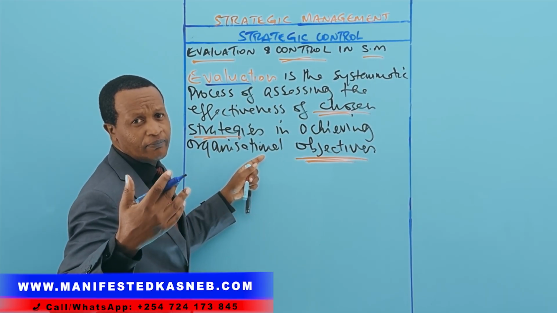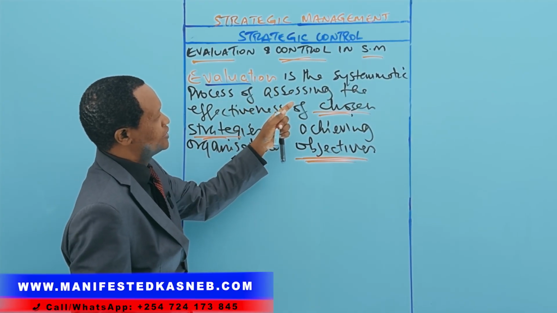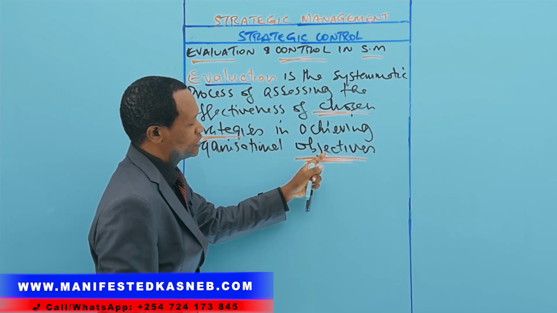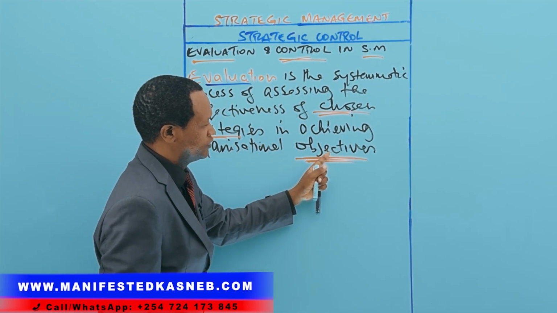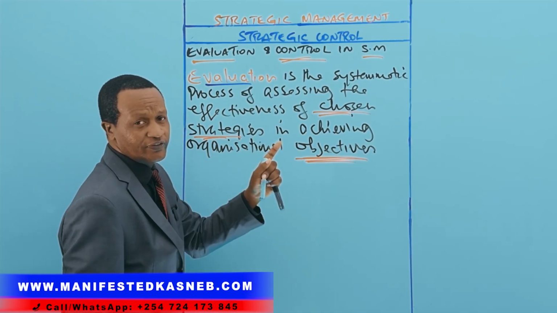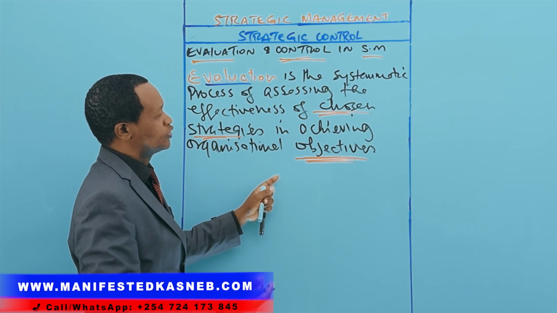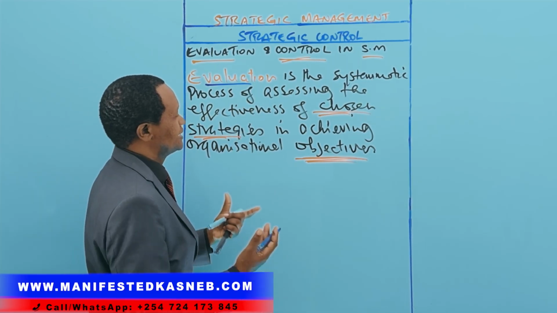So in the process of assessing, you may find out that the strategy is not achieving the objectives, or you may find out that the strategies are achieving the objectives. If the strategies are not achieving the objectives, then you can take corrective measures. So you cannot take corrective measures unless you do an evaluation or you assess.